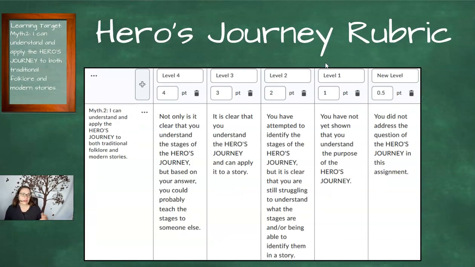And basically all of them are kind of the same category. If you don't talk about it at all, you get a 0.5. If I feel like you know it, you're good, you get a 3. If I feel like you could teach it, you get a 4. So each time I grade based on that, that's what I'm looking for in each of the categories.